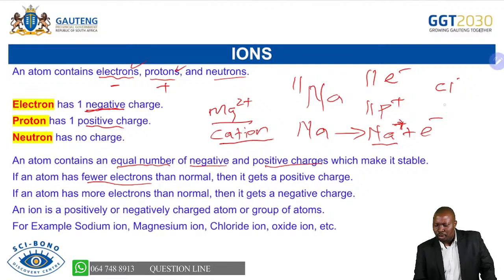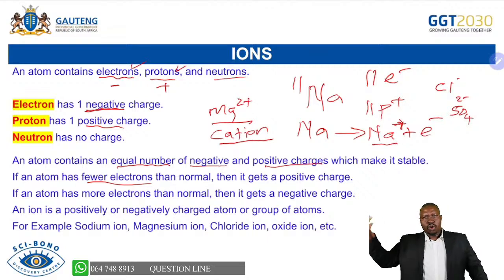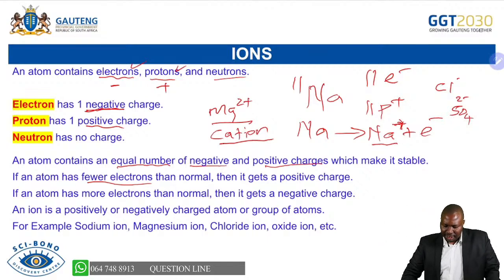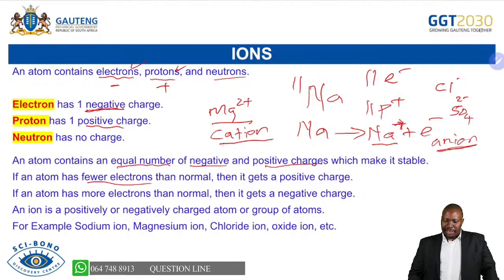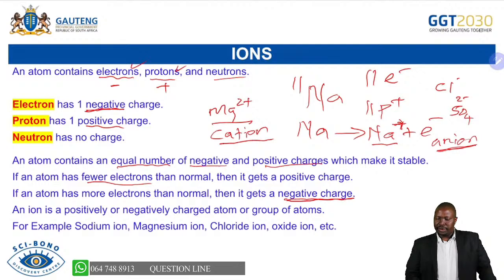When I say, for example, you have done sulfates as well, SO4 2 minus. So you can see that it has an excess of 2 electrons, those are sulfate ions. So you must be able to understand the meaning of a cation, which is a positive charge, and an anion, which is a negative charge, because we'll be dealing mostly with those, and it is these charges that we'll be referring to. Now, if an atom has more electrons than normal, we said it gets a negative charge. That's what I was saying.